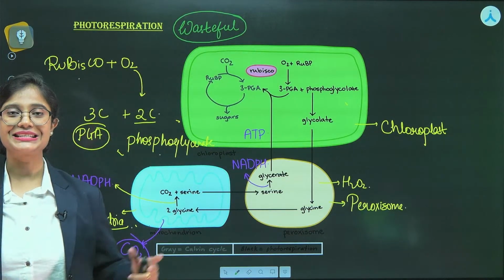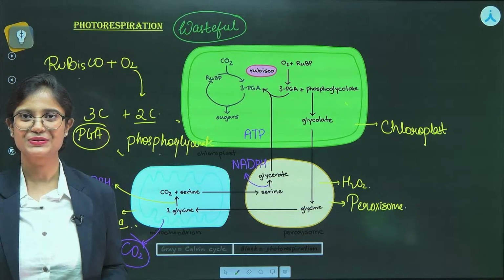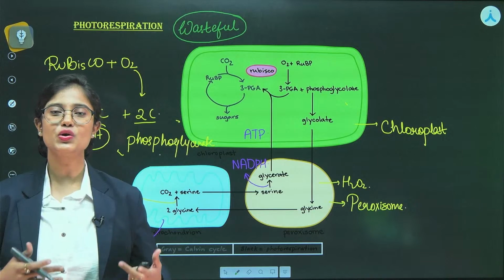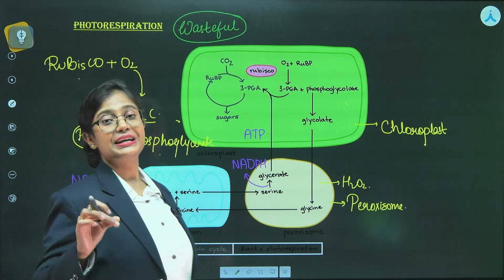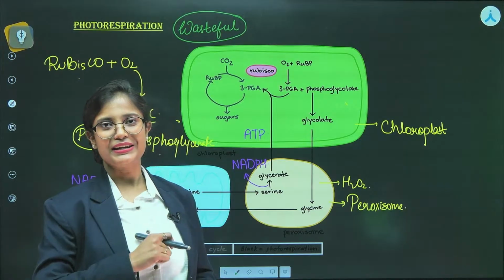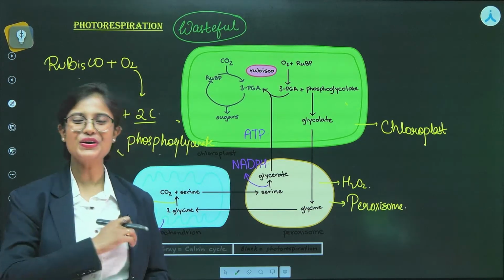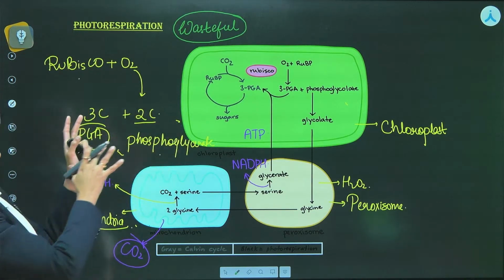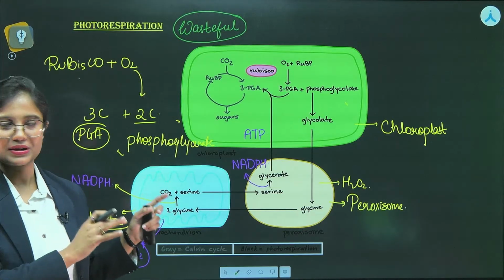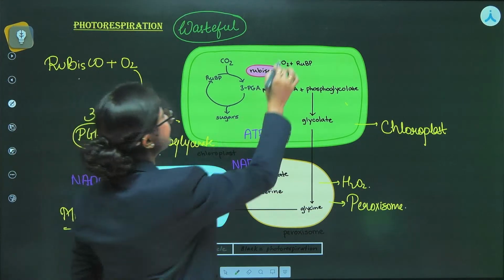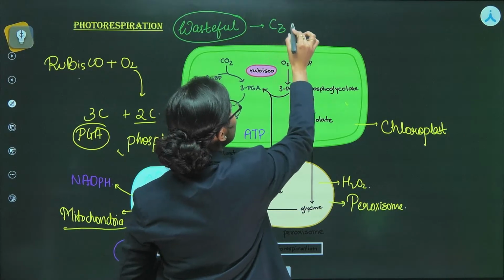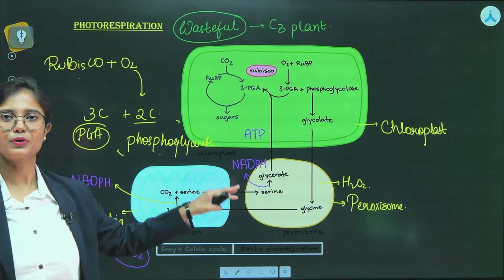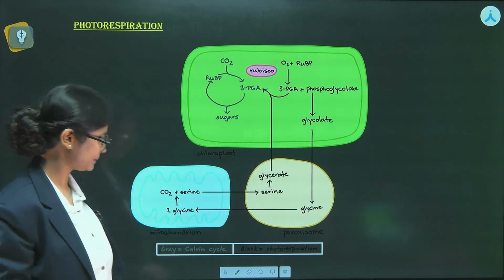And in which plants is this happening? It is taking place in the C3 plants. Why? Because the rubisco enzyme shows its oxygenase activity when there is a deficiency of carbon dioxide, and carbon dioxide deficiency will occur in C3 plants. Why will this happen? Let's see further in the class. Okay? So this is a complete wasteful process and it is taking place only in C3 plants. That's why their efficiency, productivity and yield are all low.